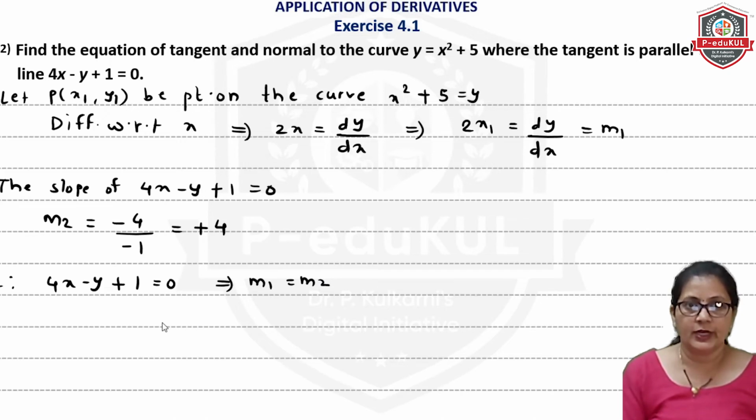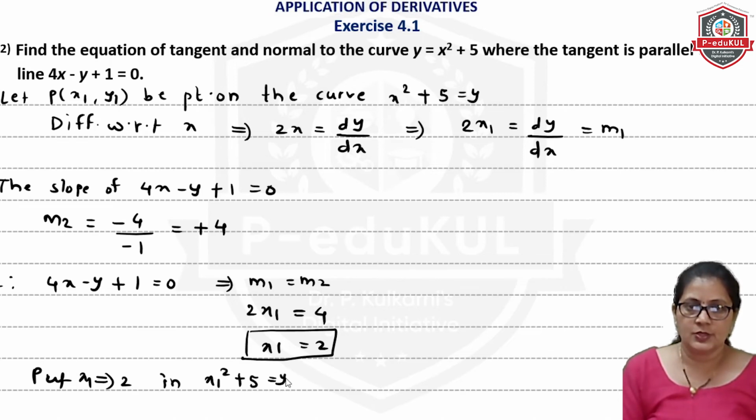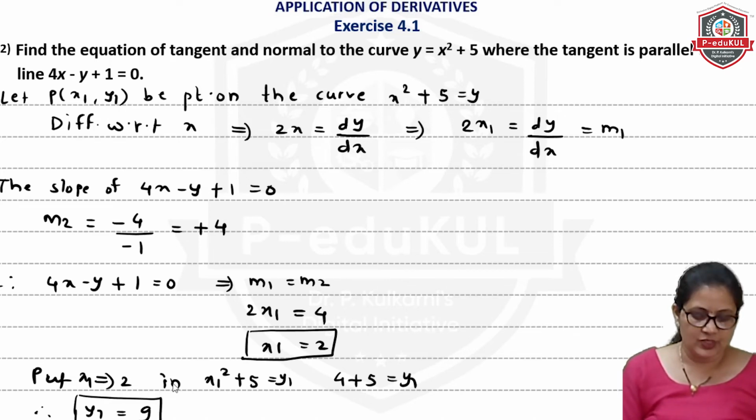So from that what will I get? 2x1 is equal to 4. So I'll get x1 is equal to 2. Okay. Now this x1 lies on this particular curve, right? So I will put the value in the equation. Put x1 is equal to 2 in x1 square plus 5 is equal to y1. So this is 4 plus 5 is equal to y1. Therefore y1 I will get as 9. 4 plus 5 is 9.